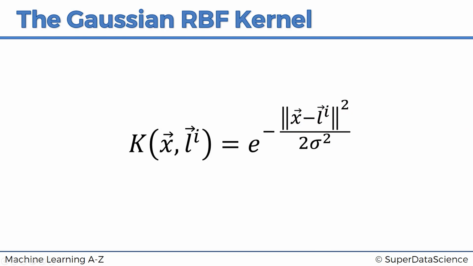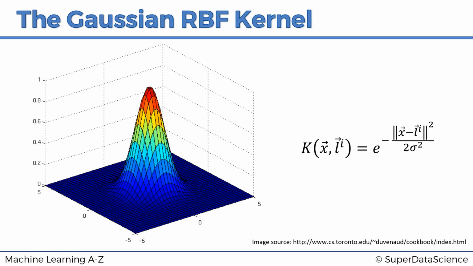I know this might all seem very confusing right now, and you're probably wondering, Kirill, this makes no sense whatsoever. What does this even mean? Well, let's explore this through a visual example. Here I've got an image which represents this particular function for a specific sigma, for a specific landmark. This is what it looks like when you visualize it.